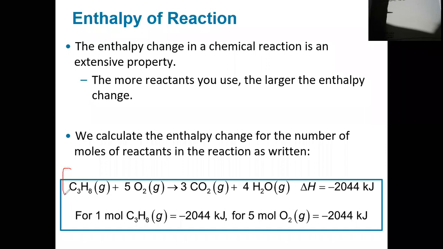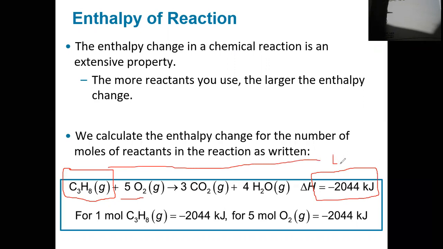So what they're saying here is if you have 1 mole of propane gas and you burn it with 5 moles of oxygen, it's going to release this much heat. Okay. So it should make sense to you then that if you had more propane, say you had 5 moles of propane, that you would release 5 times the amount of heat from that. Okay, that's what makes enthalpy an extensive property. The more reactants you have, the more heat you're going to produce, and vice versa.